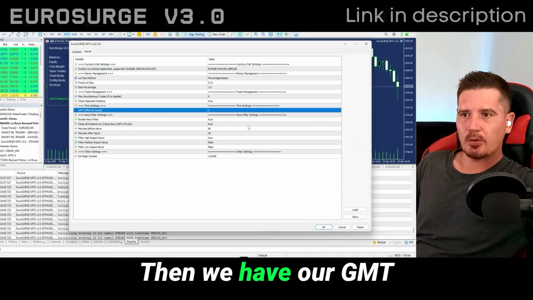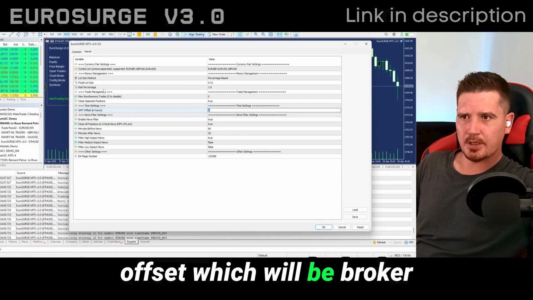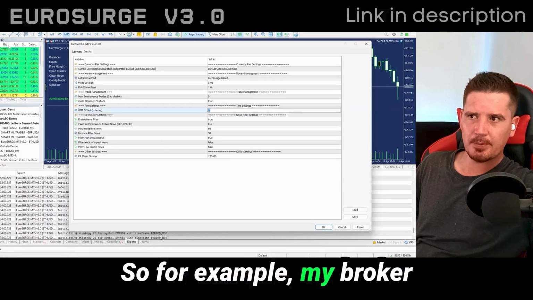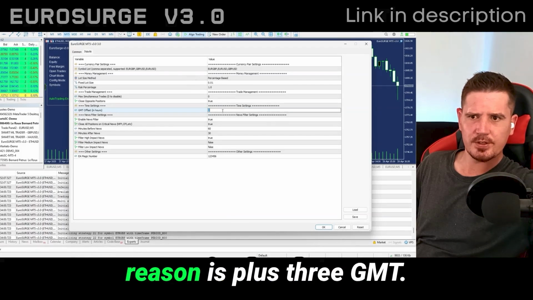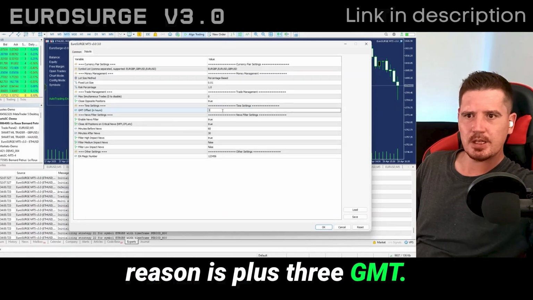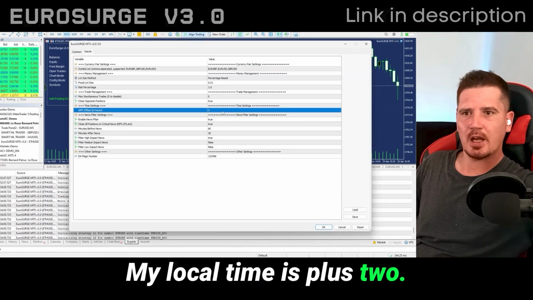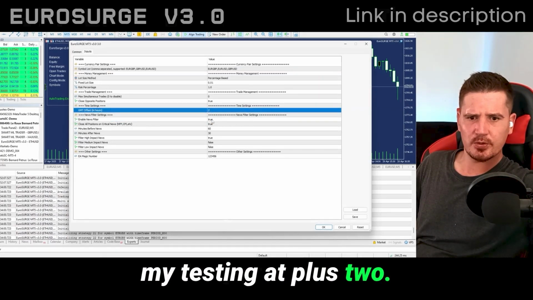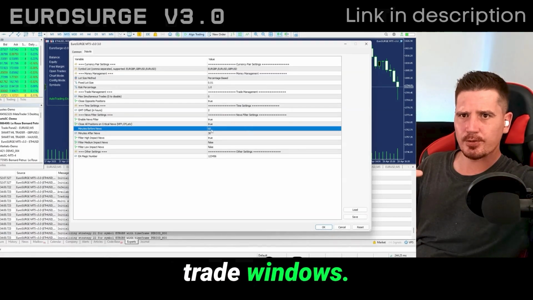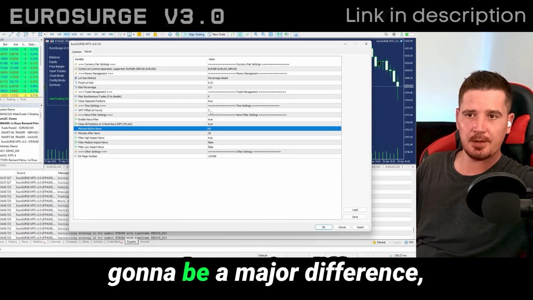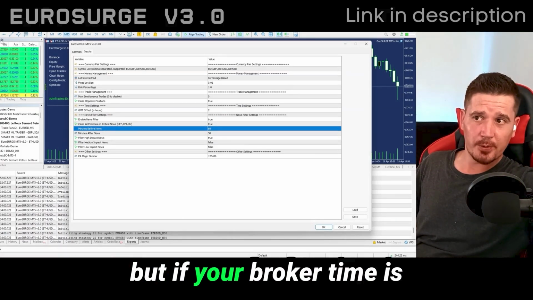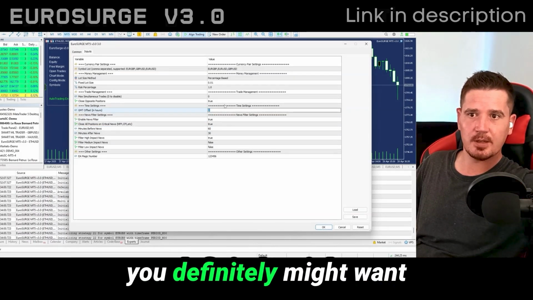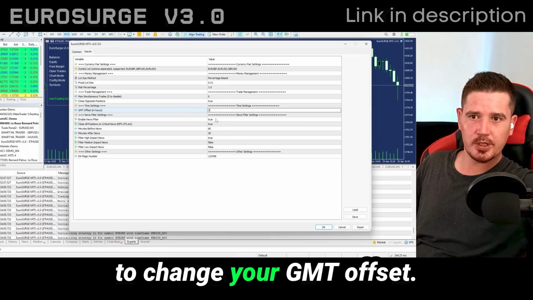Then we have our GMT offset, which will be broker dependent, but also not really. So for example, my broker right now, for whatever reason, is +3 GMT. My local time is +2. I'm going to leave it at 2 because I've done all of my testing at +2, and it's just for the trade windows. A 1 hour difference isn't going to be a major difference, but if your broker time is like GMT +5, you definitely might want to change your GMT offset.